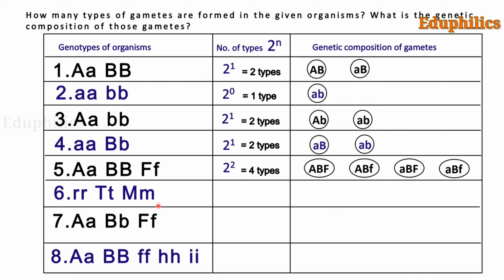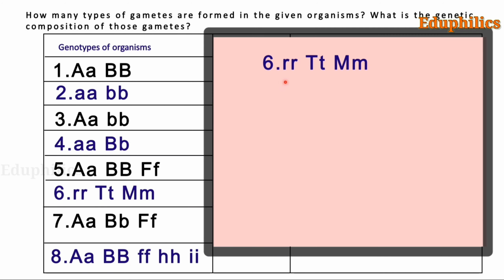In the sixth example, capital T, capital M, small m are the two heterozygous pairs. Small r is homozygous. So here n equal to 2. That means four types of gametes are formed in this organism also. Let's write the genetic composition of the gametes. Here also there are three genes. We are going to take the first pair of alleles. As both the alleles are similar, we are going to write only one r.